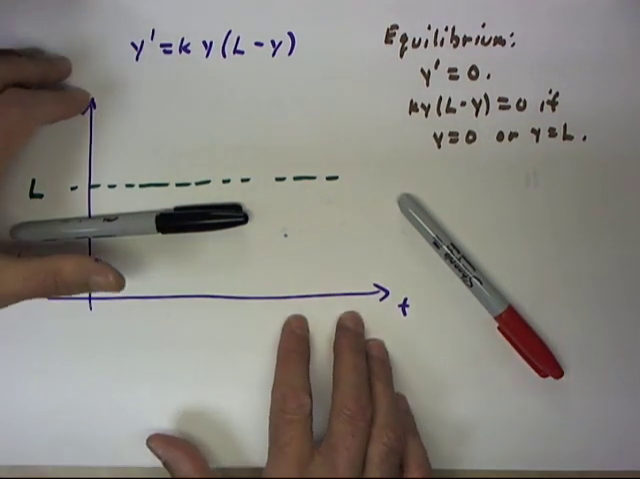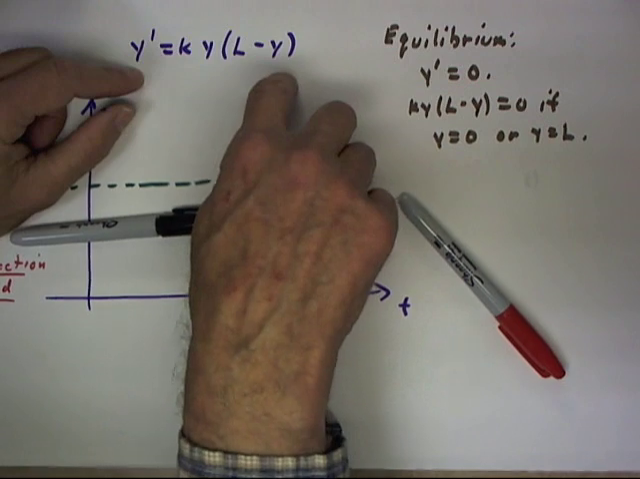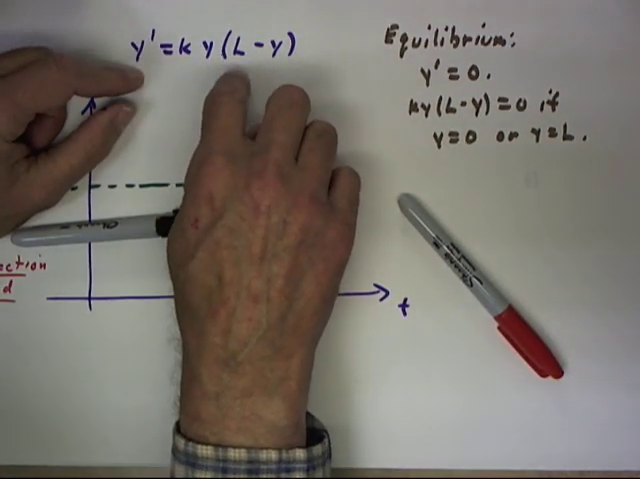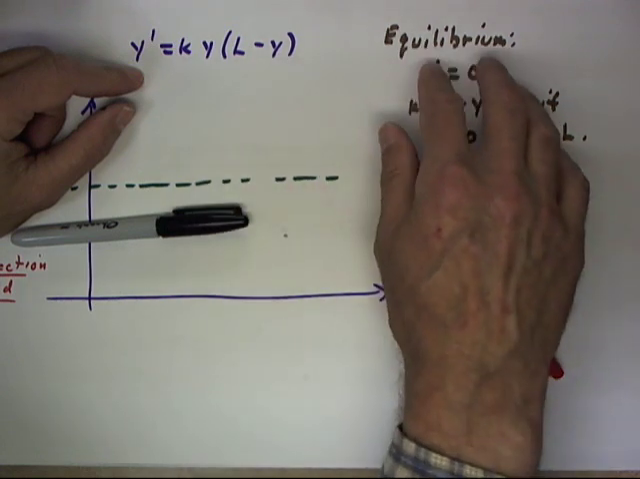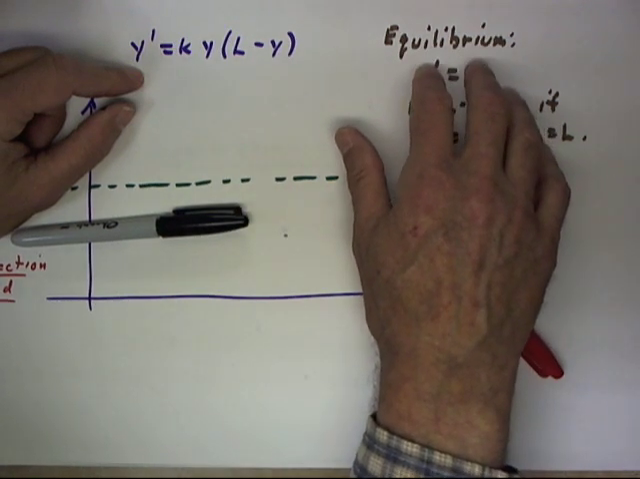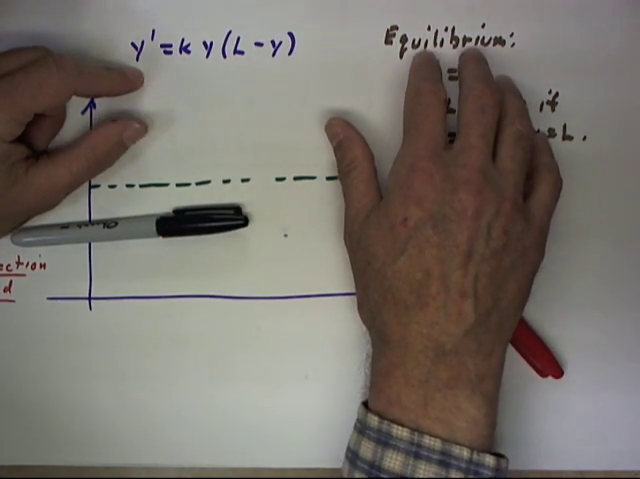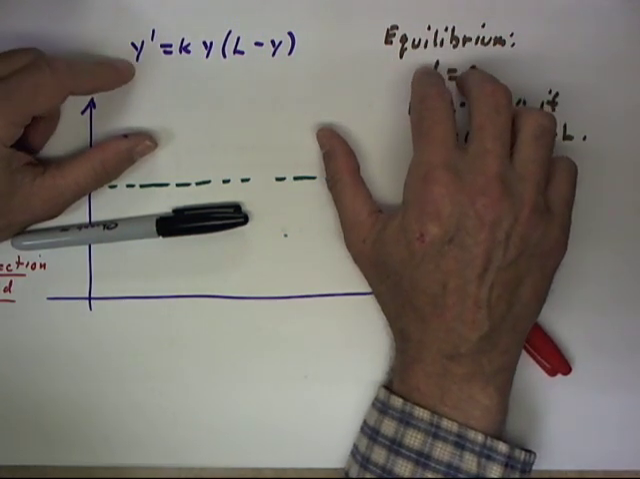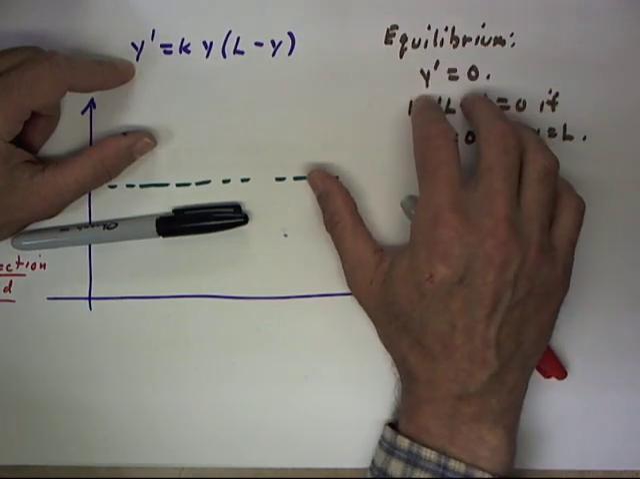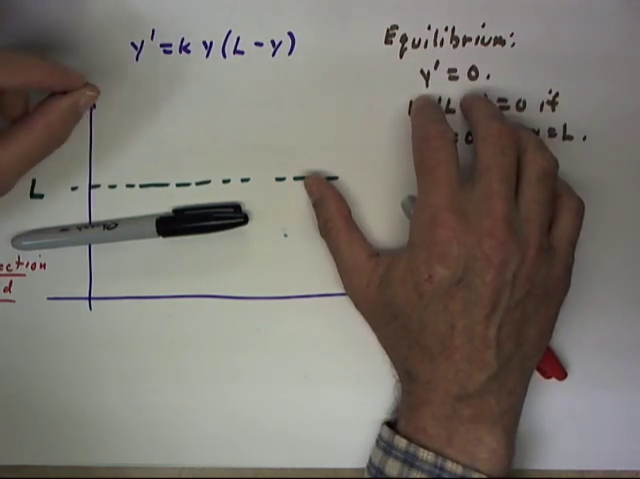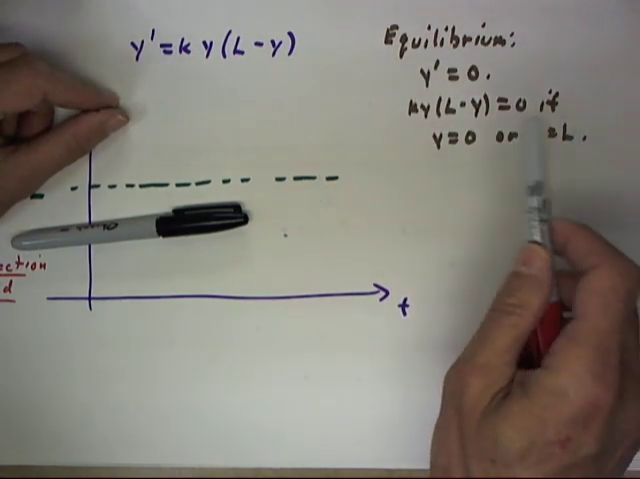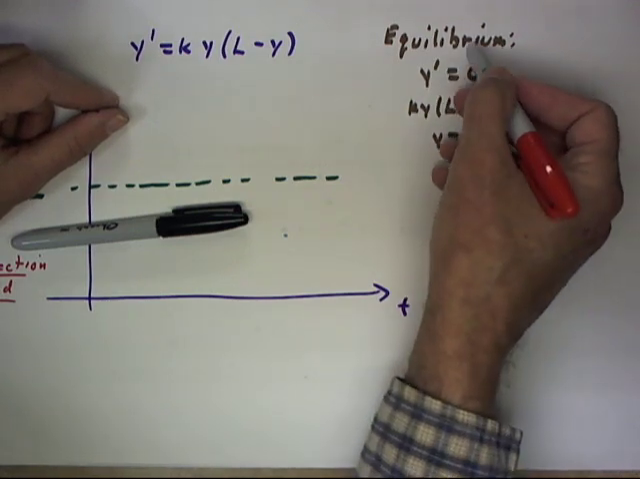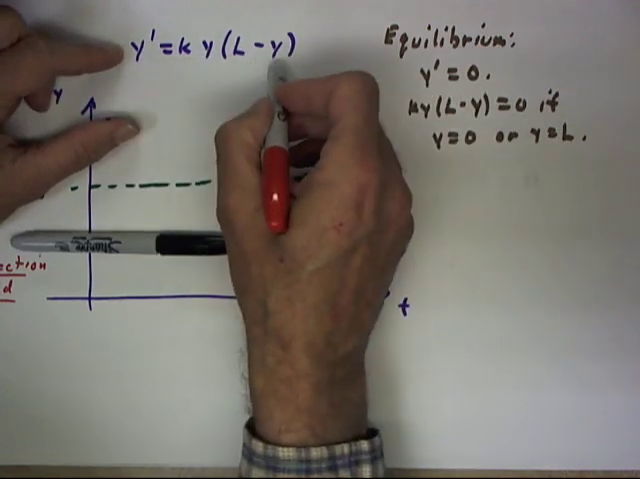Let's take what will be for now a last look at the logistic equation y prime equals ky times L minus y, with the idea of looking at equilibrium solutions. What does equilibrium mean? Equilibrium means that the function isn't changing. When does a function y not change? It doesn't change when its derivative is equal to 0. So the condition y prime equals 0 is an equilibrium condition for this function.